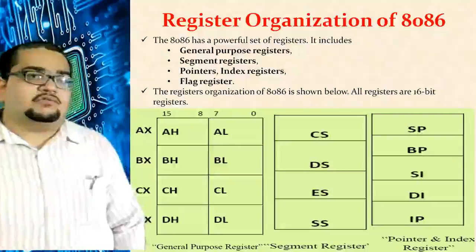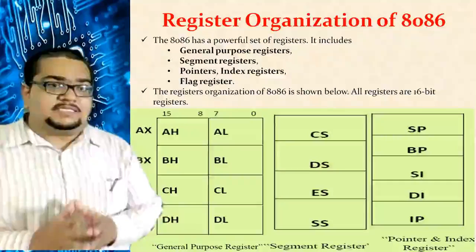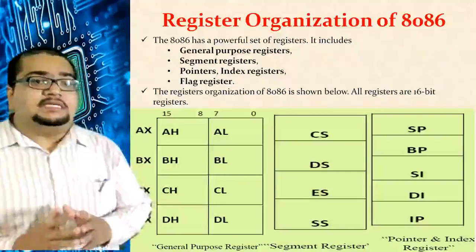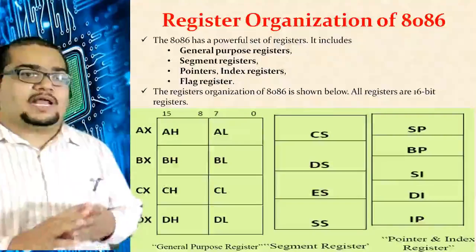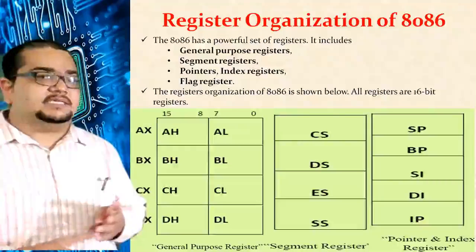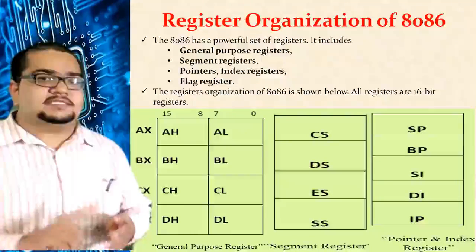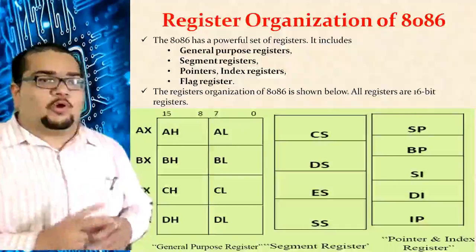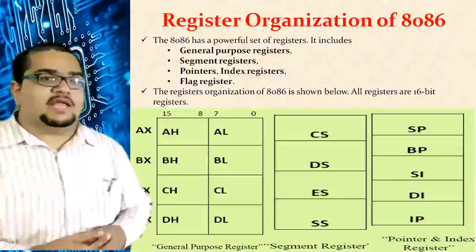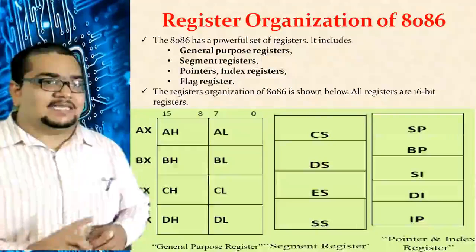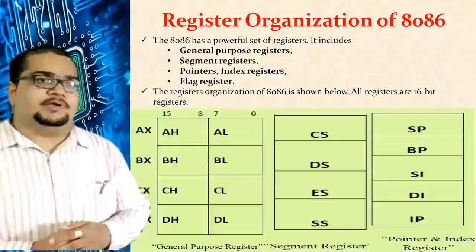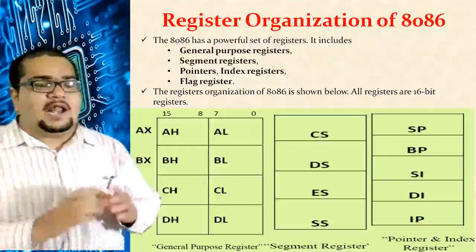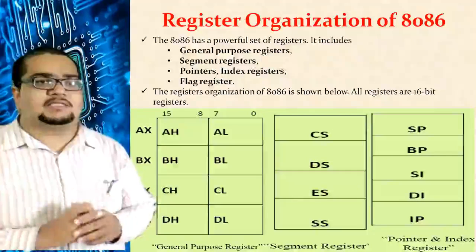So as you can see, and I have told you, there are a total of 14 registers in 8086, out of which you can have a look at 13 of them here. 4 are general purpose registers: AX, BX, CX, DX. Another 4 are segment registers: CS, DS, ES, SS. 4 and 4 is 8. Then we have 2 pointers, SP and BP, 2 index registers, SI and DI, and 1 instruction pointer. So 8 plus 2 is 10, plus 2 is 12, plus 1 is 13. And apart from these 13 registers, we have 1 flag register.